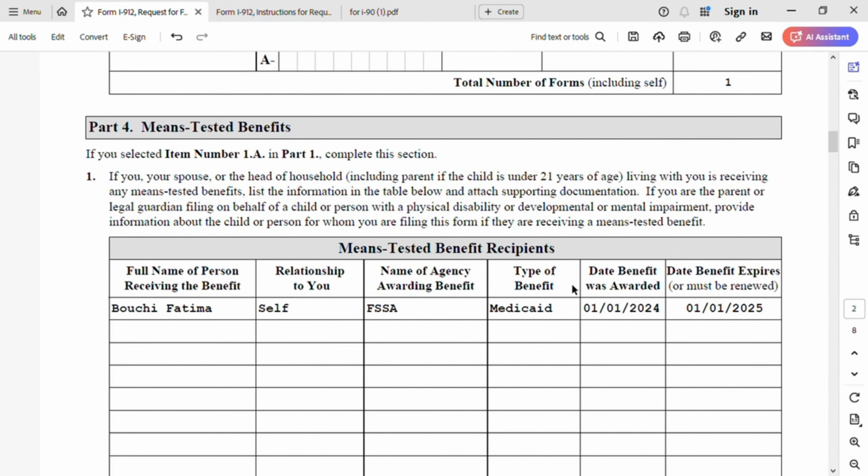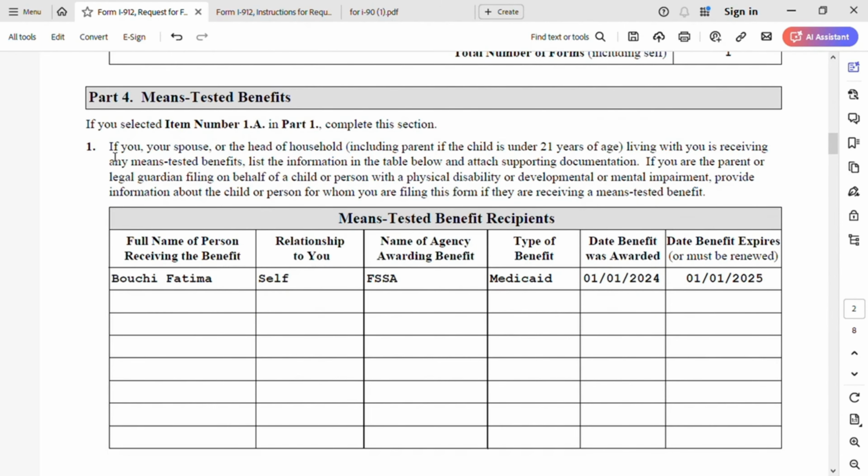Part 4, means-tested benefit. If you select item number 1A in part 1, complete this section. If your spouse or head of household, including a parent if the child is under 21 years of age living with you, is receiving any means-tested benefit, list the information in the table below and attach supporting documentation. If you are a parent or legal guardian filing on behalf of a child or person with a physical disability or developmental or mental impairment, provide information about the child or person for whom you are filing this form if they are receiving a means-tested benefit. It is very important. Read it very carefully.